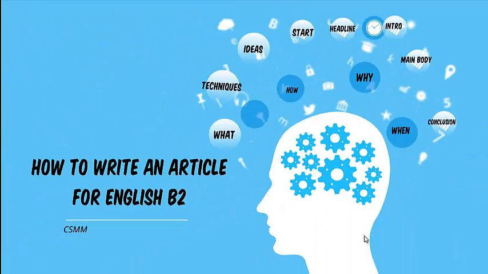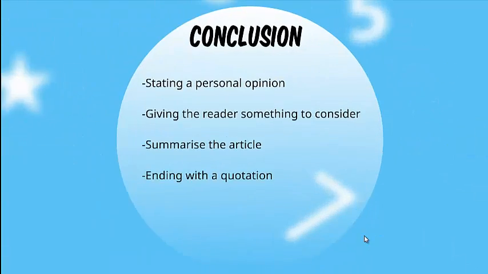The conclusion should be your final paragraph, and this is where you give your article an appropriate ending. You can do this in a number of different ways. For instance, by stating a personal opinion, giving the reader something to consider, summarizing the article, or ending with a quotation.